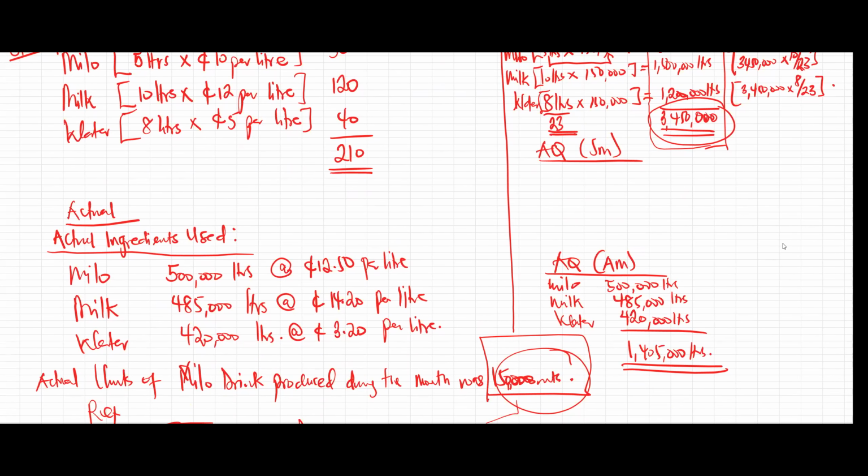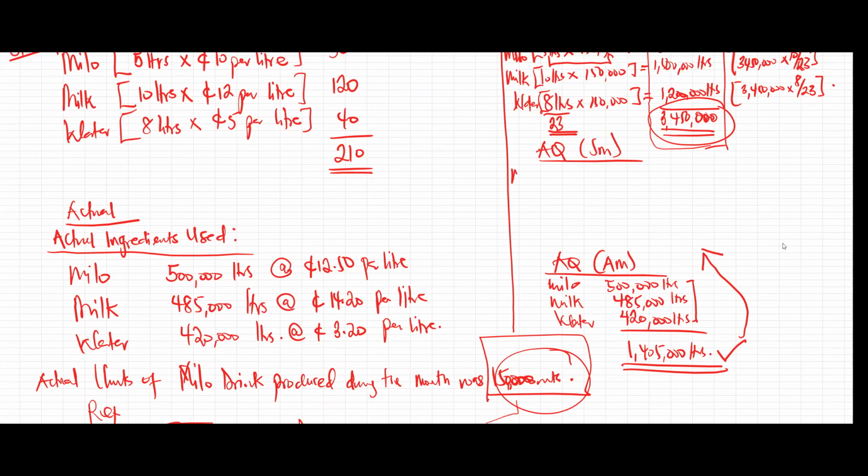This standard quantity was the standard mix. Actual quantity was the actual mix here. But now they are saying that this actual quantity we had here, we should spread it in what? Standard mix. And what was the standard mix? 5, 10, and 8.